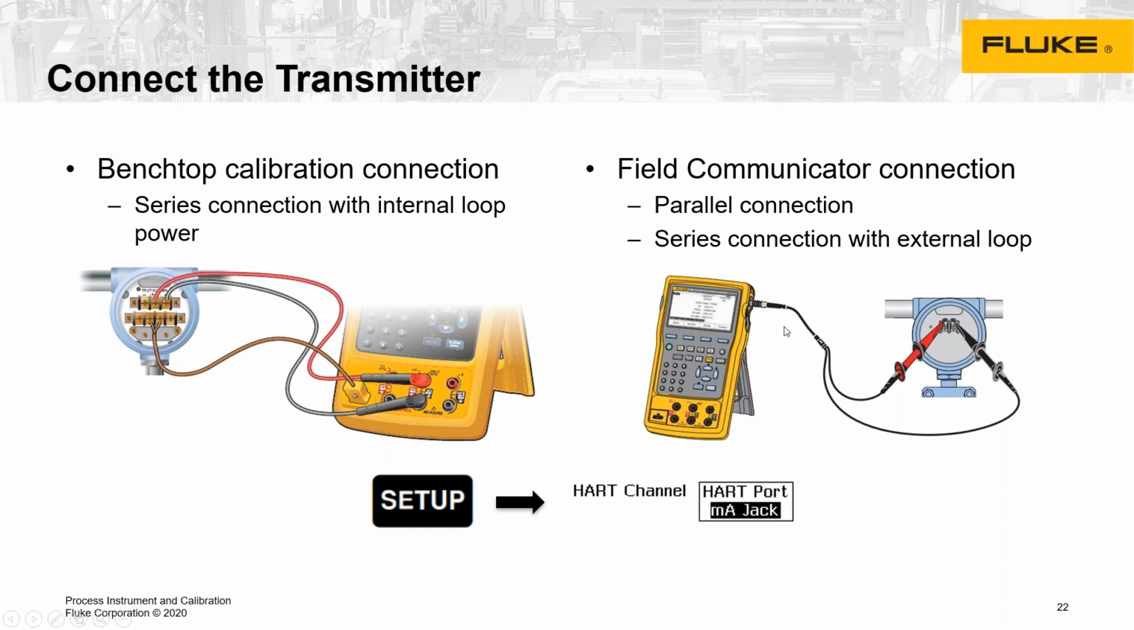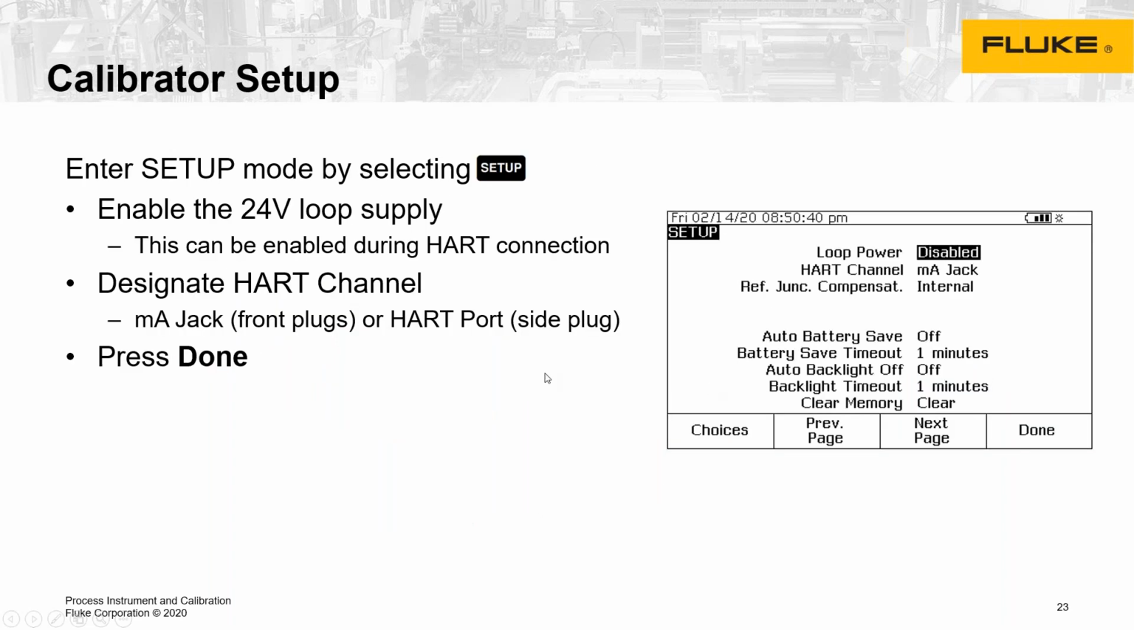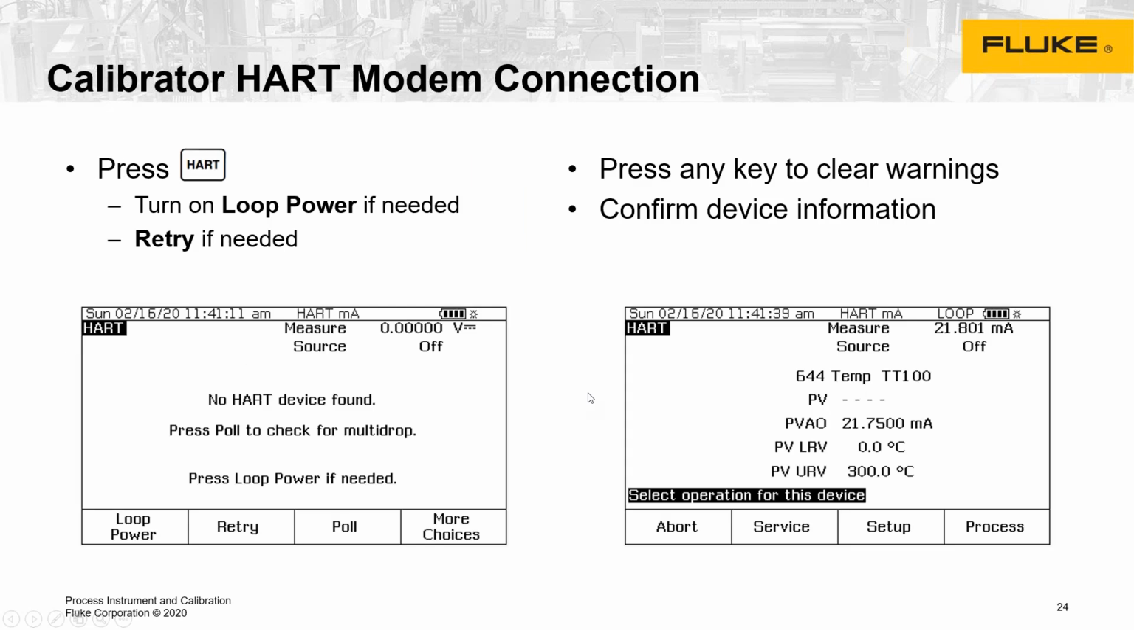If we're in a live situation and we need to attach via parallel connection, this would be the difference here. It'd actually plug into the side. So we would want to enable our 24-volt loop power in this case. Press the HART button to connect.